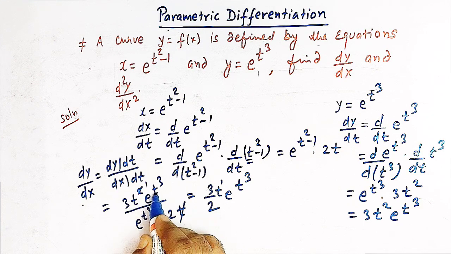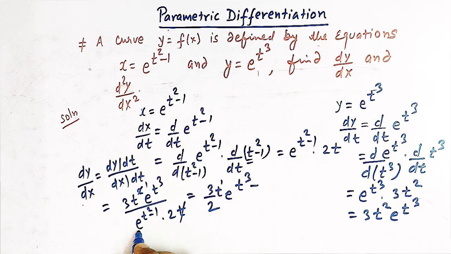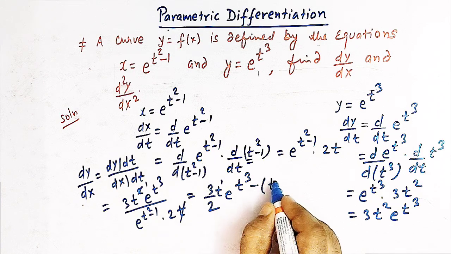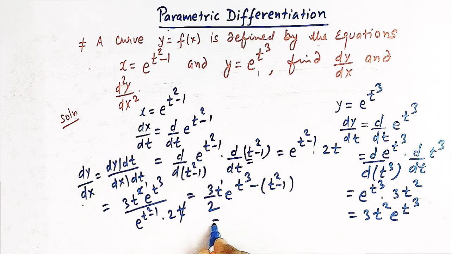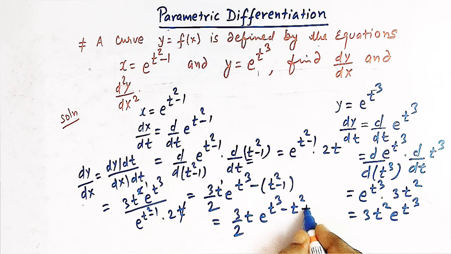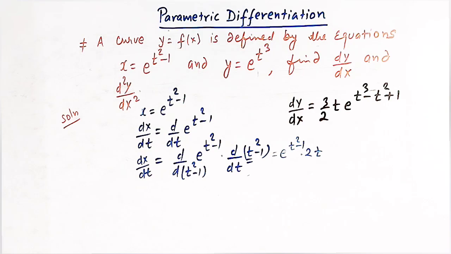And t e raised to t cube, minus, we can take e raised to t square minus 1 to the numerator. So we have minus t square minus 1. So we have 3 by 2 t and e raised to t cube minus t square plus 1, right? So this is the expression for dy over dx.